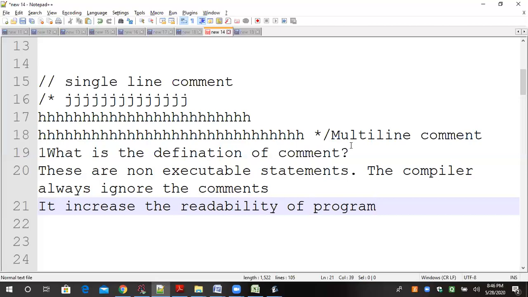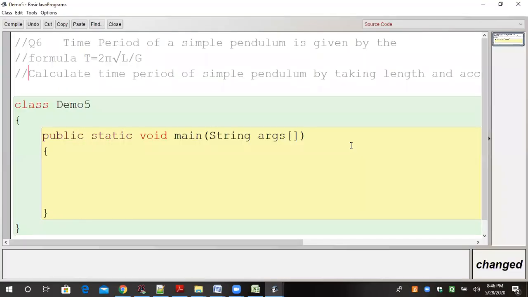Two marks question, mostly asked: what do you mean by comment and how many types of comment. Okay, in the light of paper I am discussing all the subjects and all the topics.